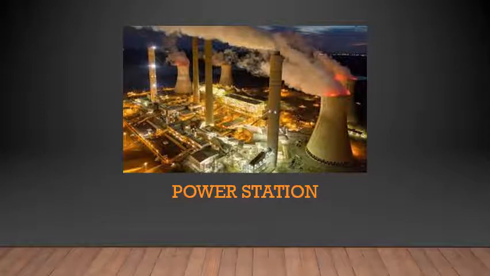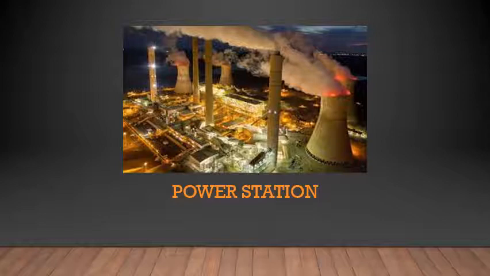A power station provides us electricity. However, the supply of electricity may fall or it may not be available at some places. Power stations are the places where they produce electricity. There are different sources to produce electricity. The one picture that you can see on your screen is the coal power station. That means coal is burnt, and from that heat energy the electric energy is produced.